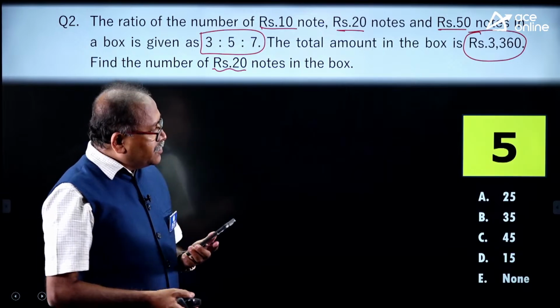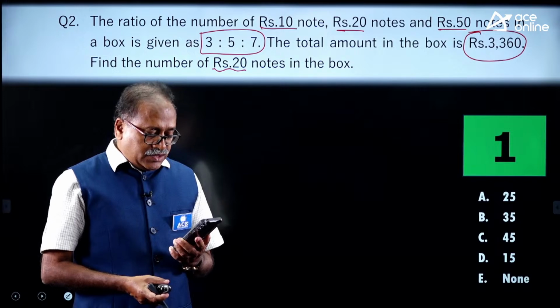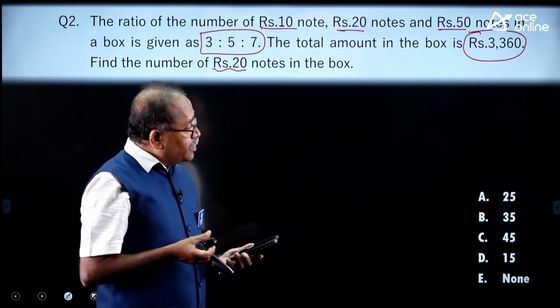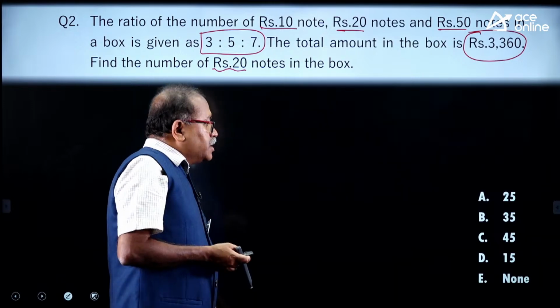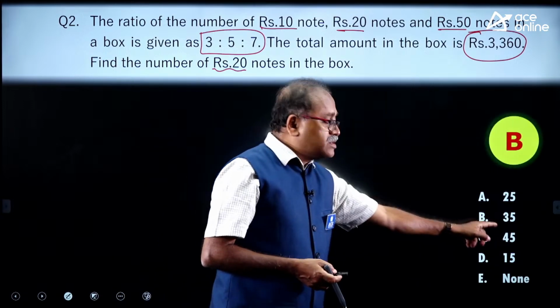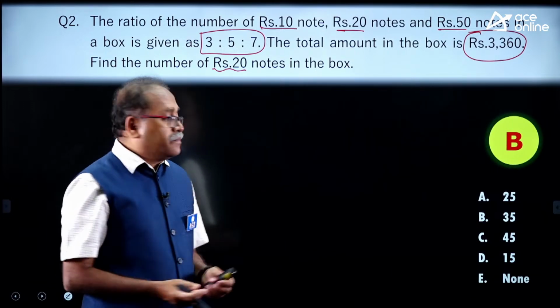Okay. I'll wait for another 5 seconds and then I will explain this. Try to answer the question. Okay. Now the time is up. Let me check what's the answer for this question. Option choice B, that means 35. Okay, if you got 35, it's fine.